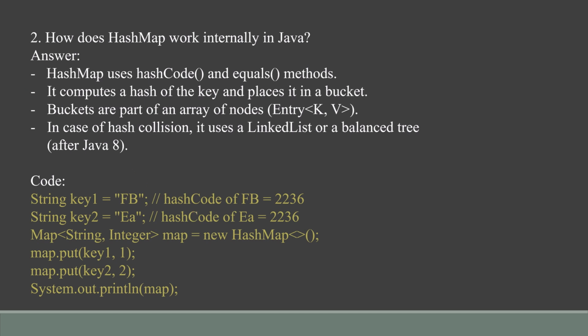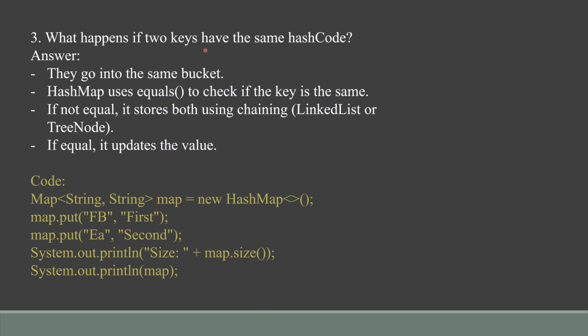So moving to our next question. What happens if two keys have the same hash code? Answer is, if two keys have the same hash code, they go into the same bucket. But they'll only overwrite each other if equals also returns true. Otherwise, both are stored due to collision handling using chaining.